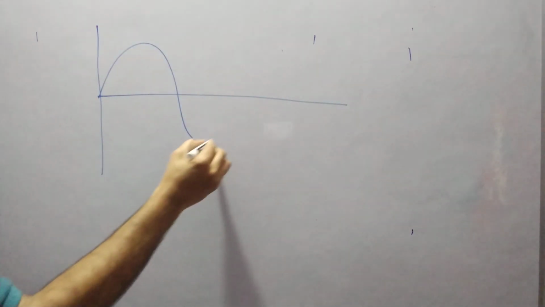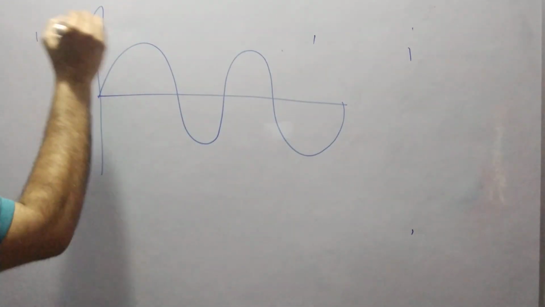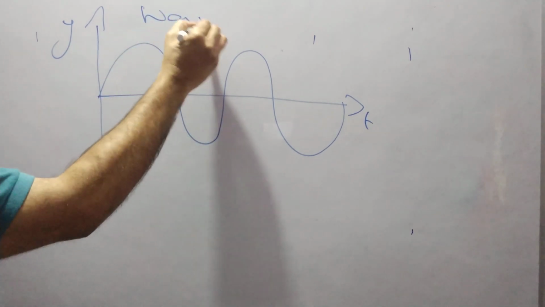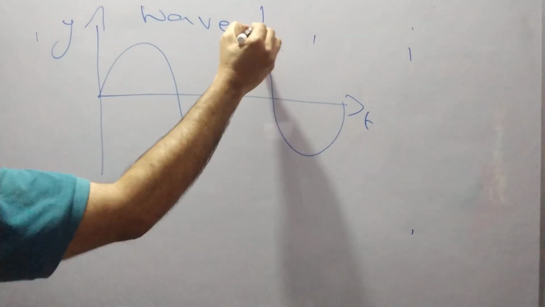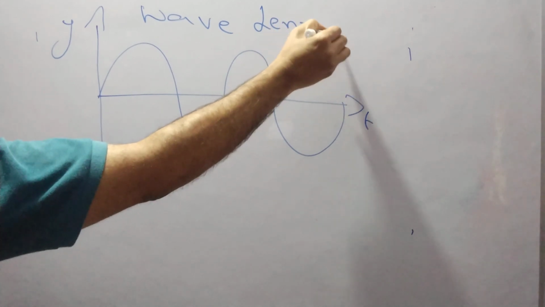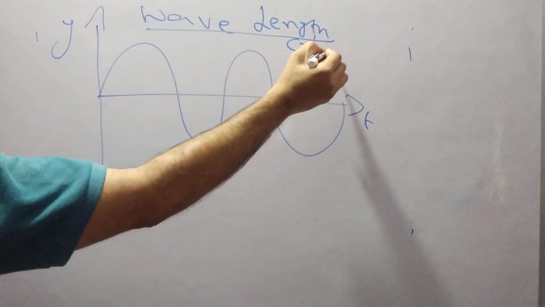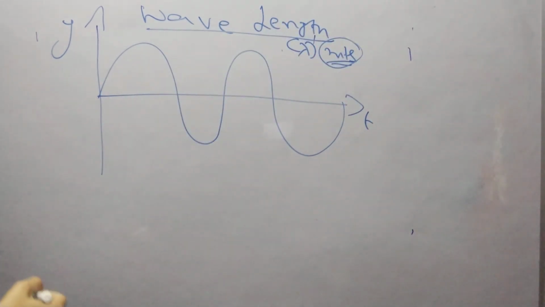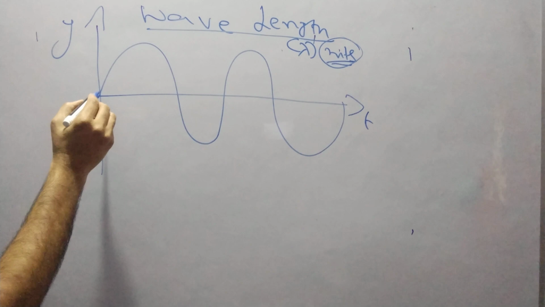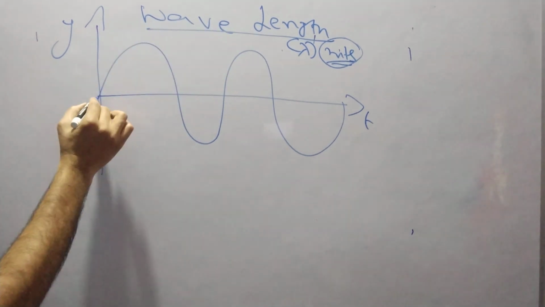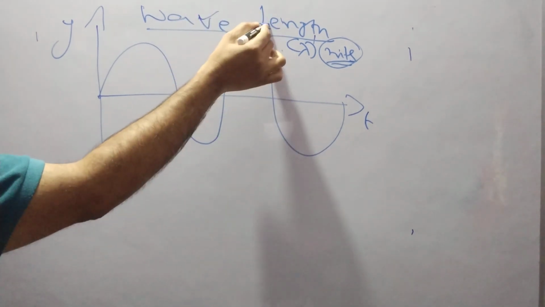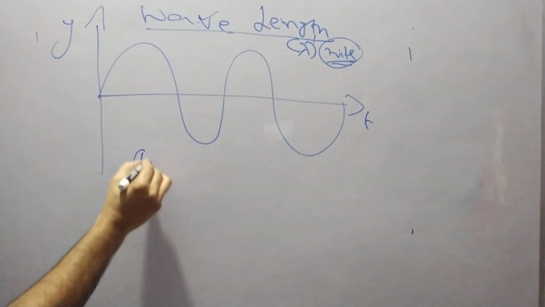If you take this curve, this is displacement and this is time. Wavelength is lambda, and its unit is meters. These are SI units. You have to write down the units also, in meters. Now, the first definition which I explained is the length of the wave. Wavelength means length of the wave. Simple definition: length of the wave is wavelength. That is the first definition.